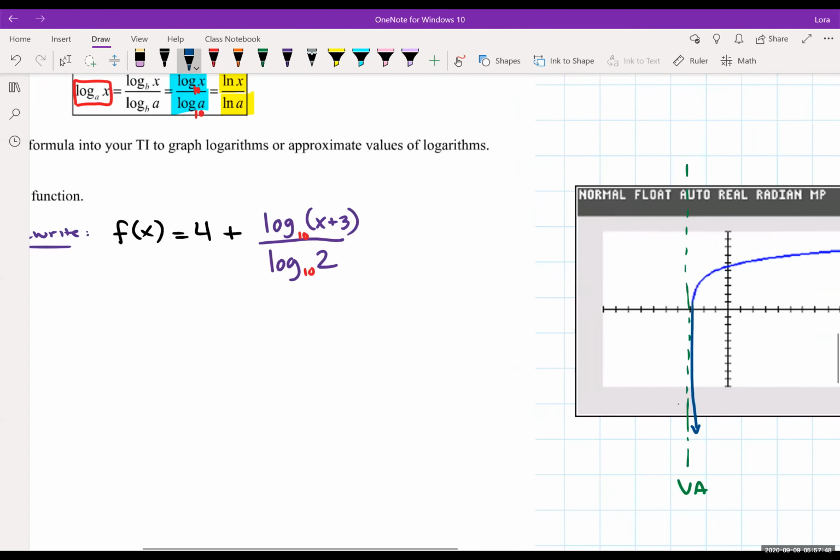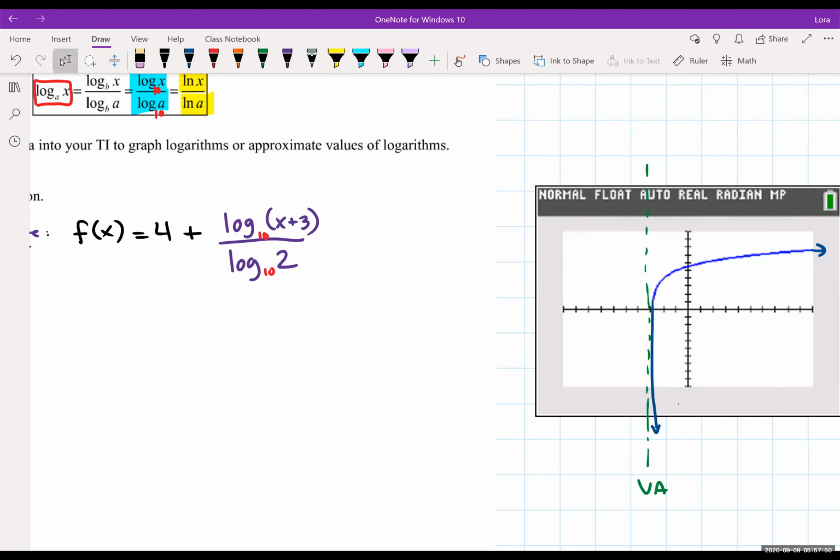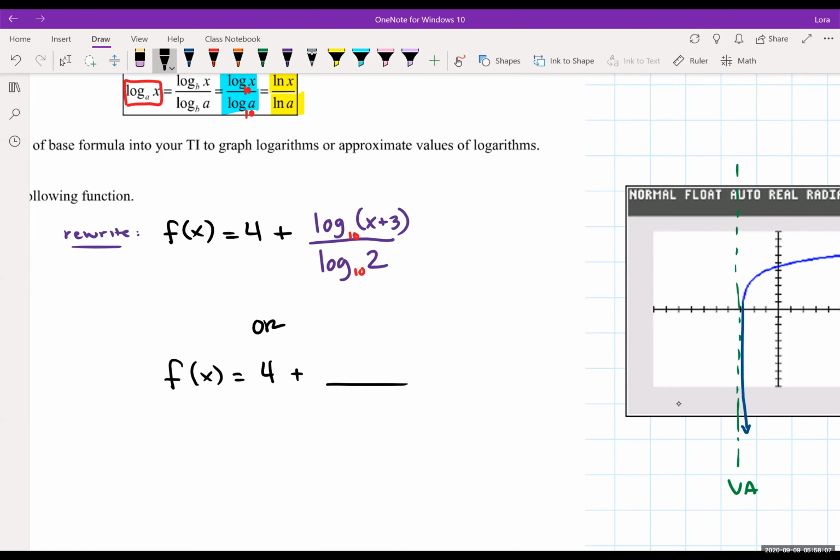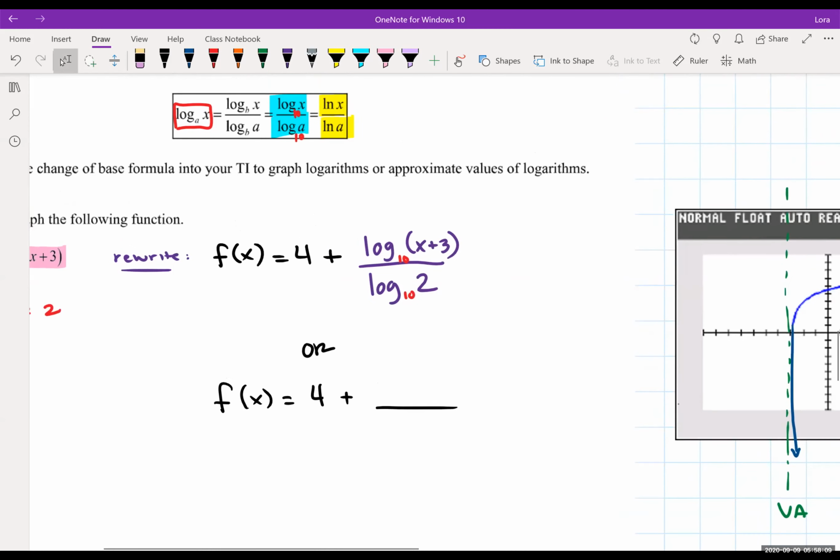So that's a very nice graph. They didn't really ask us much to do after that, but that's just how we get that on the paper. What I also would probably explore, we could always go back to, if we didn't want to use base 10, what if we rewrote it using the natural log? So what if we have the natural log of x plus 3 over the natural log of 2? And I guess you wouldn't need parentheses there. That's assuming you're rewriting it with base e.